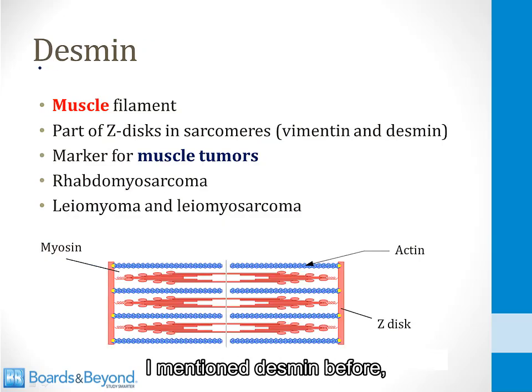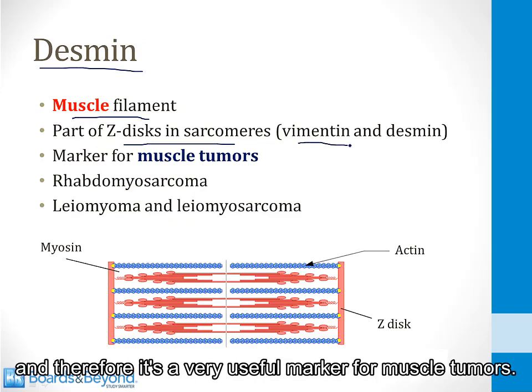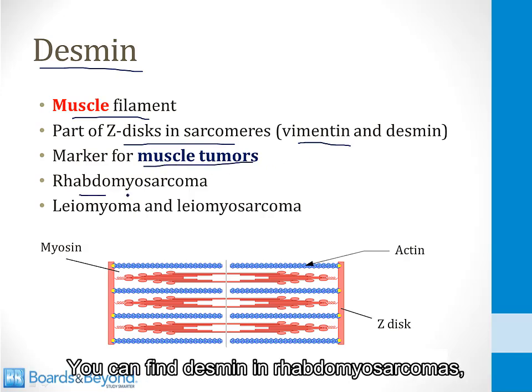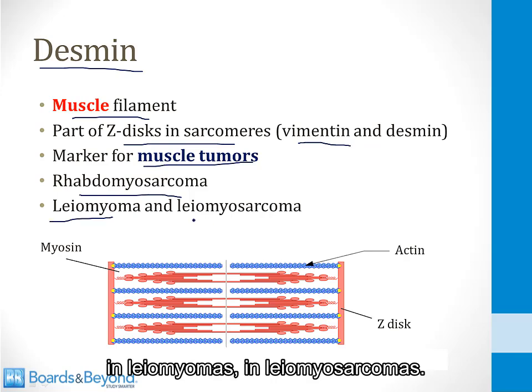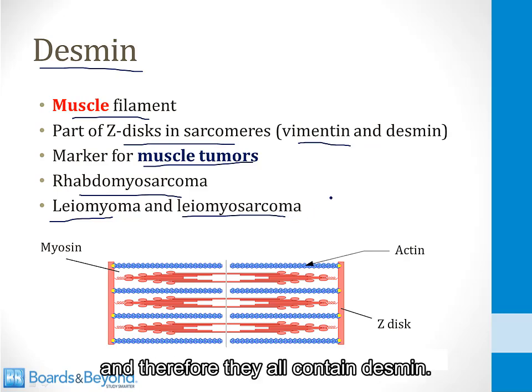I mentioned desmin before, but it is a muscle filament. It is part of the Z discs in sarcomeres, just like vimentin, and therefore it's a very useful marker for muscle tumors. You can find desmin in rhabdomyosarcomas, in leiomyomas, and leiomyosarcomas. All of these are muscle tumors, and therefore they all contain desmin.